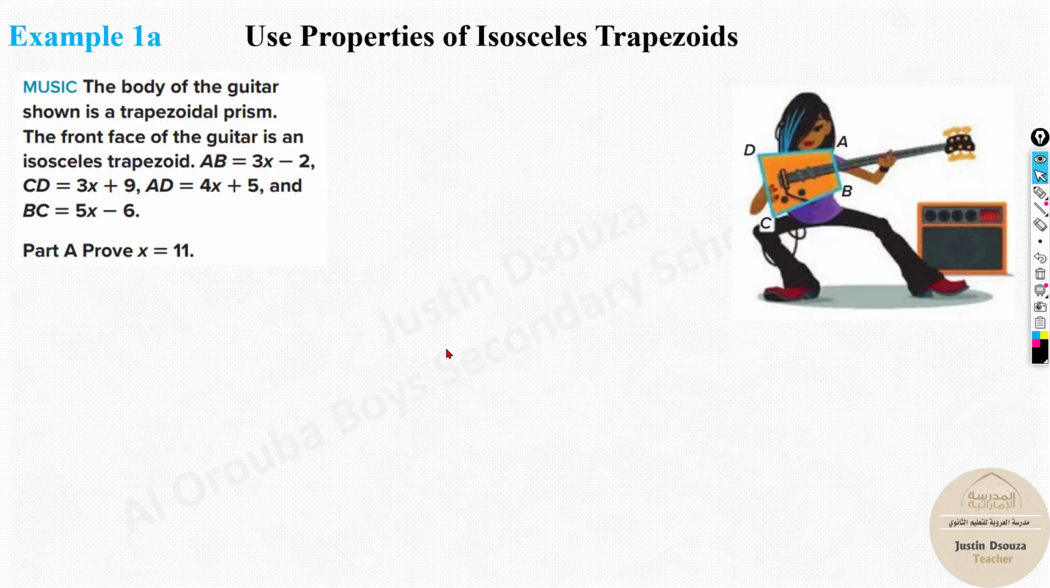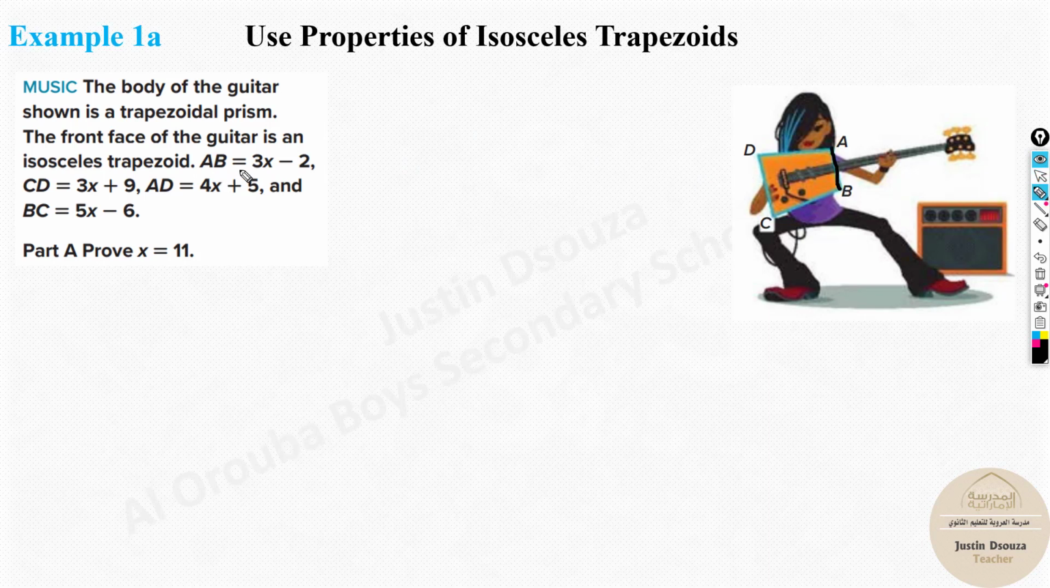Now then we will look into some problems of trapezoids. Here we have been told this is an isosceles trapezoid. We are solving problems on isosceles trapezoids. The body of the guitar over here is shown as a trapezoidal prism. This is the trapezoidal prism. The front face of the guitar is an isosceles trapezoid. This is an isosceles trapezoid. What else? AB, can you see this line AB?